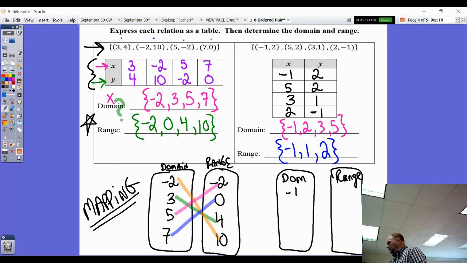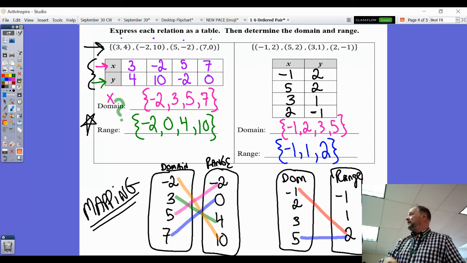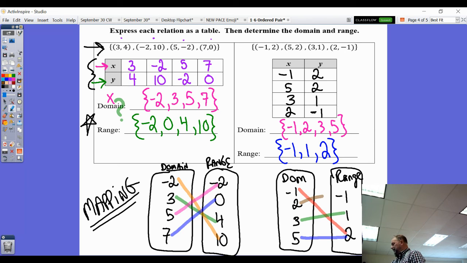Right. The domain is -1, 2, 3, and 5, and the range is -1, 1, and 2. Going back to those original points, -1, 2 is a point, so -1 matches up way down here with 2. And 5 also matches up with 2, the very same 2. Those two domain values merge together because they share the same range value, which is completely fine. All right, 3, 1: so 3 links up here to 1. And the last one is 2 linking up with -1.